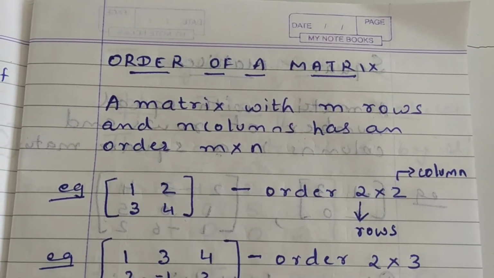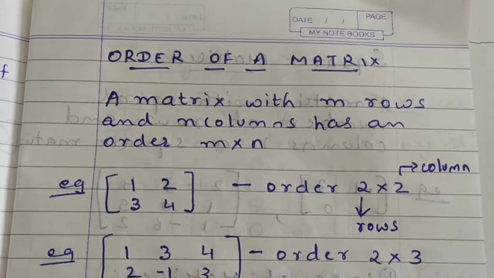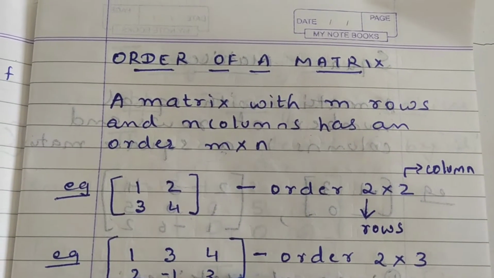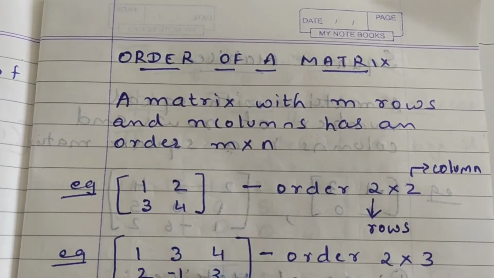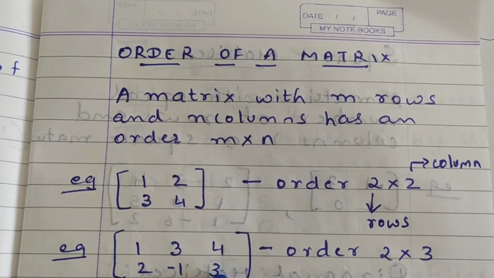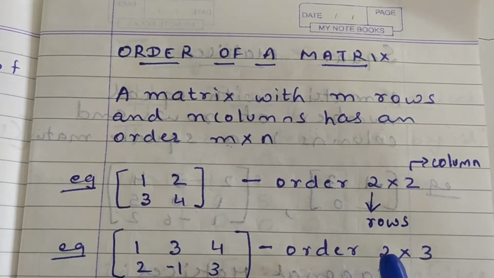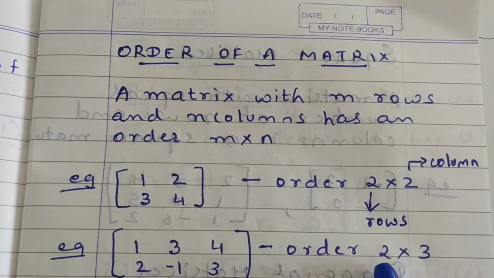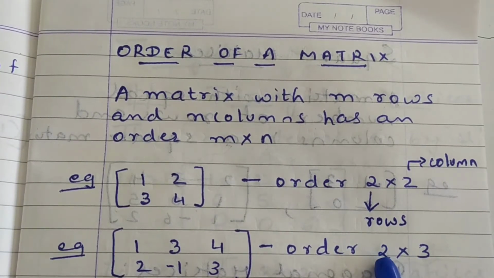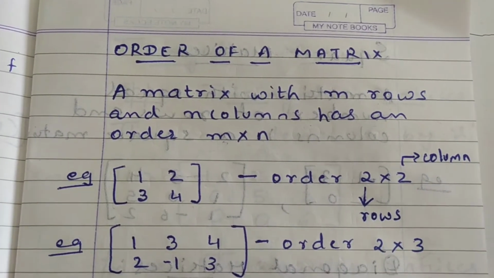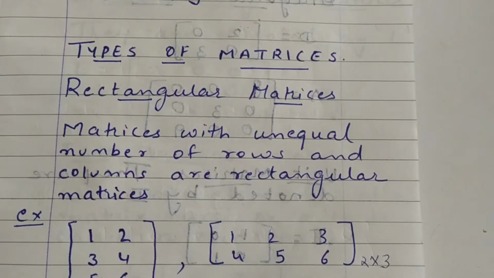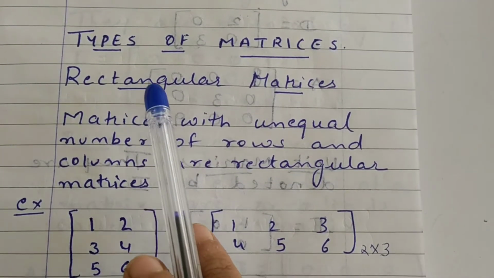You can see one more example here. In this matrix there are 2 rows and 3 columns. So we say that the order of the matrix is 2 cross 3, where 2 indicates the number of rows and 3 indicates the number of columns. Now there are different types of matrices.